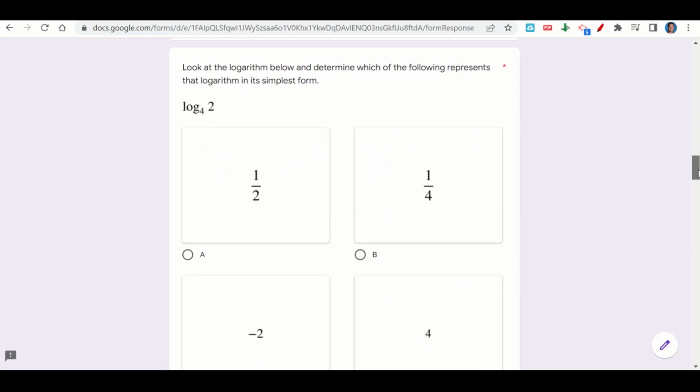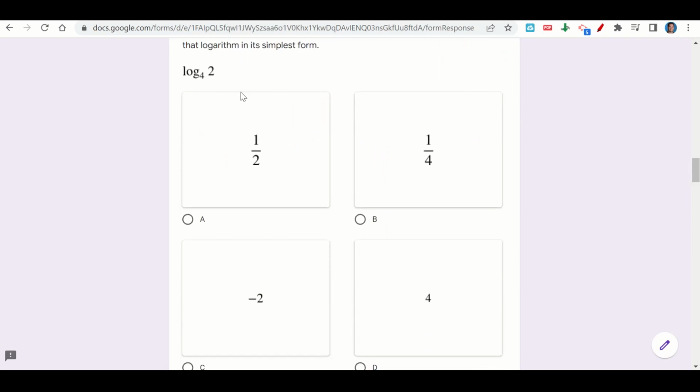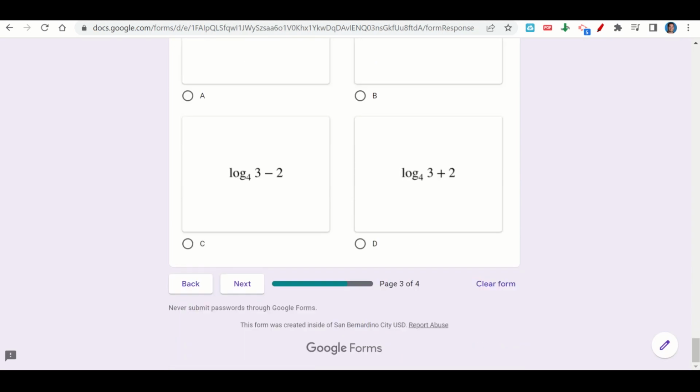I'll scroll to another one. This one says log base 4 of 2. Well, we know that 2 is smaller than 4, so we know it's going to have to be a fractional power. So we're going to take the square root of 4, which is 2. So that's another way of saying square root is 1/2. So it would be the 1/2 power. And we'll continue to answer all of these questions until we get to the end.